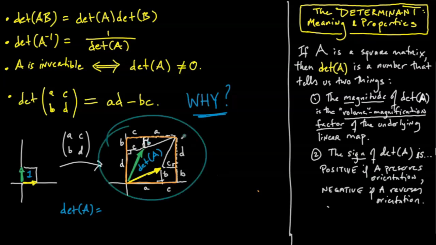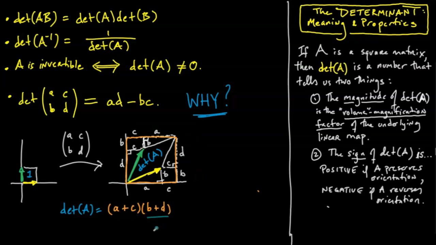Okay, so what's the area of the big orange block? Well, it's A plus C on this side and B plus D on this side. So that's going to be A plus C times B plus D. But now we have to subtract away the stuff surrounding the parallelogram. Well, let's start with the two small rectangles. That's easy. They each have area B times C, so we'll subtract away 2 BCs.